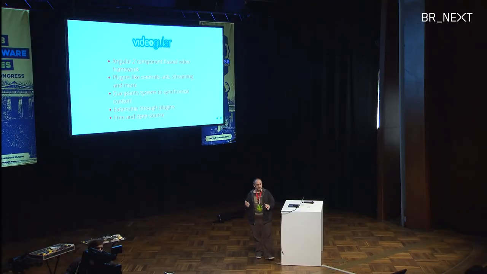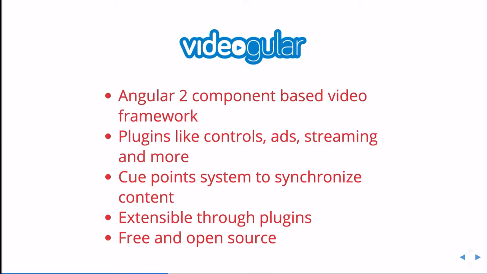And in these demos also, I will show you that it's combined with my framework, which is called Videogular. Videogular is basically a video player made with custom elements, and you can use plugins like controls or put ads, and we have support for streaming too, and we can add cue points to synchronize content. So it is very, very easy to create your scenes and your video player mixing the custom elements from A-Frame and the custom elements from Videogular.